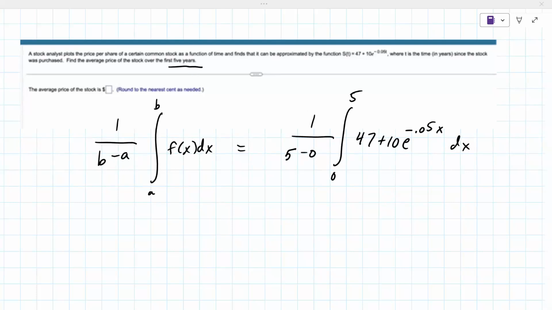You can actually put this 1/5 in your calculator if you want, it doesn't matter. But you don't have to. You just remember to multiply your answer by 1/5 if you don't do that. Plus 10 times e. And nearest cent, so I get 55.85 rounded. Okay, that was right.